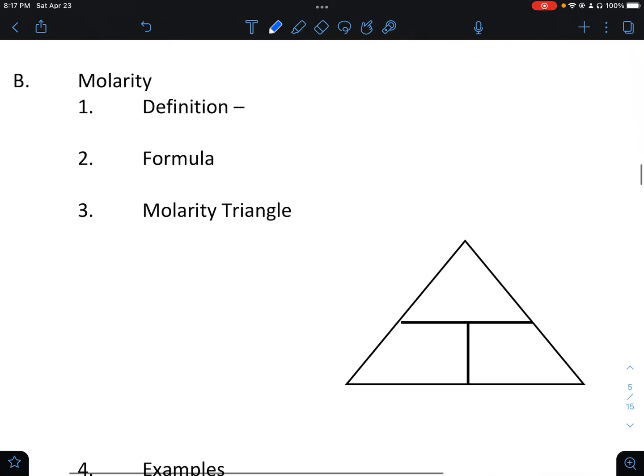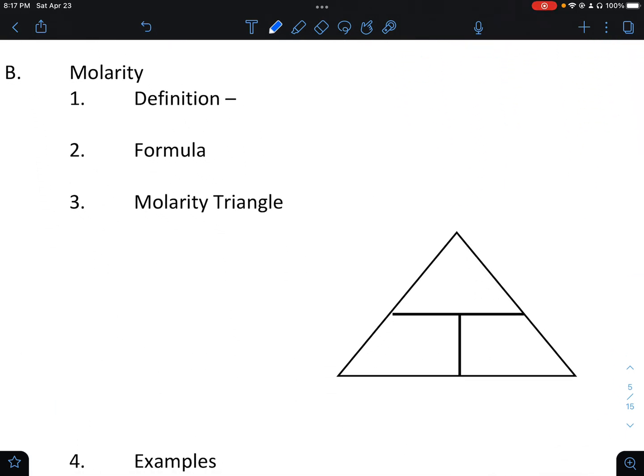All right, let's move on to molarity. This is where the math is going to come in. Molarity is our moles of solute per liter of solution. So this is how many moles can be dissolved per liter. All right, our formula then is molarity, capital M, is equal to moles over liters.